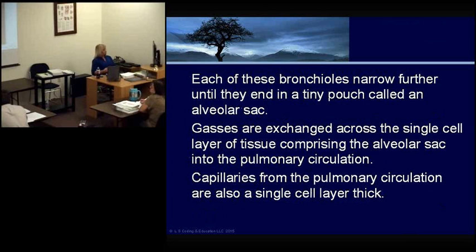Gases are exchanged across the single-cell layer of tissue comprising the alveolar sac into the pulmonary circulation. These are our pulmonary capillaries. They're also permeable and a single layer thick. So in other words, they leak. So oxygen can go out and waste can go out and oxygen can come in.